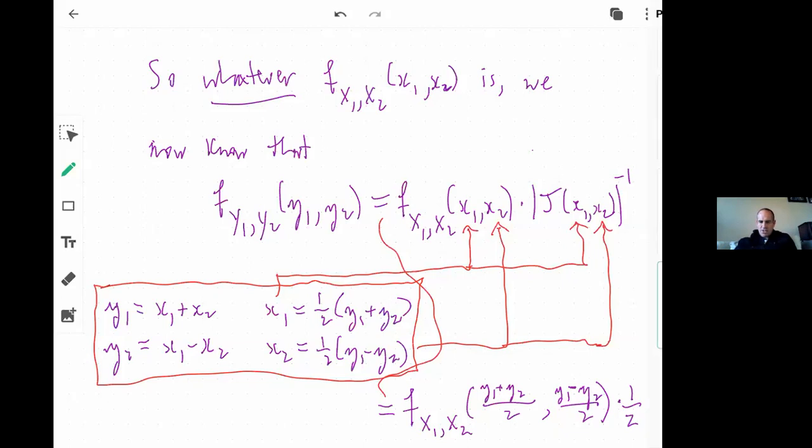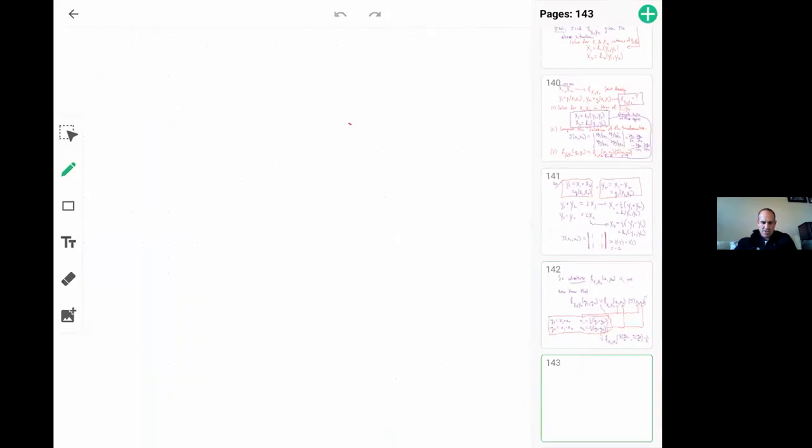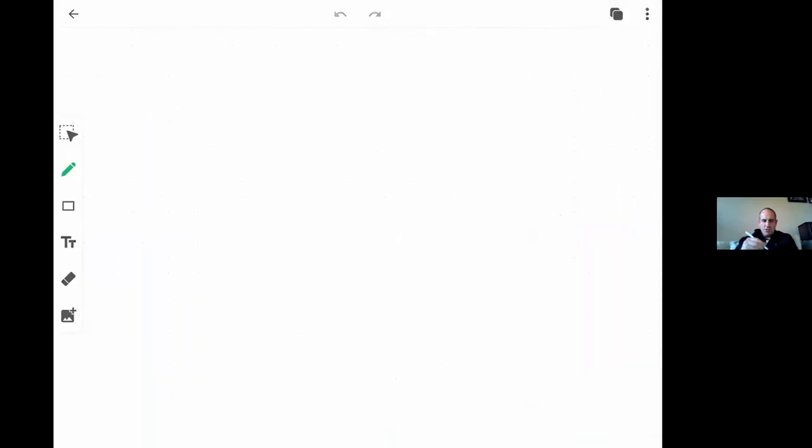So let's actually see that with an application of this that the book does, which I think is pretty helpful. Example: suppose that x1 and x2 are both distributed as uniform 0, 1 random variables, and they're independent.